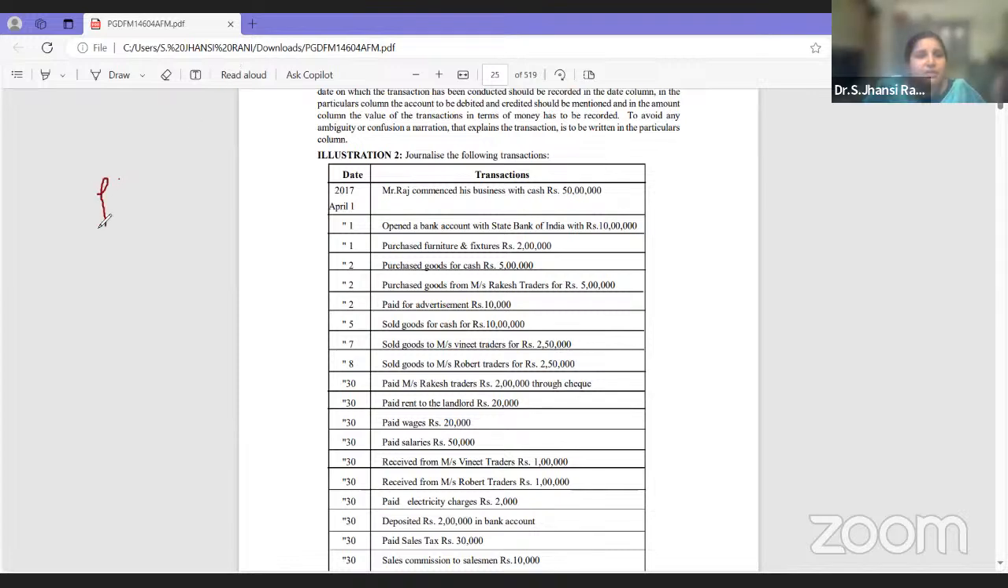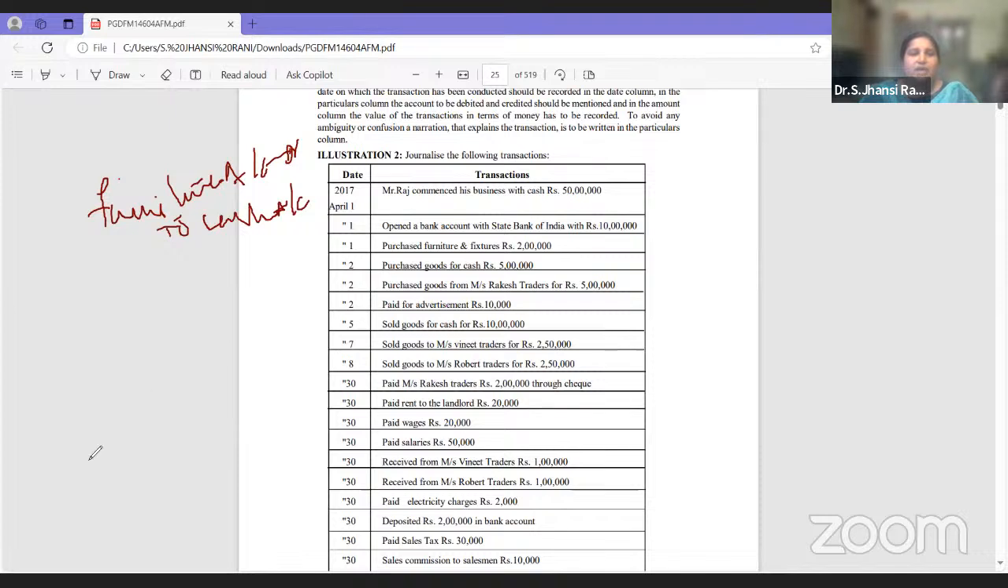So our entry will be: furniture is coming, so I will write furniture account debit. Whenever you are purchasing furniture, we will give cash to the shop person. So whenever furniture is coming into the business, cash is going out of the business. So write furniture account debit to cash account.